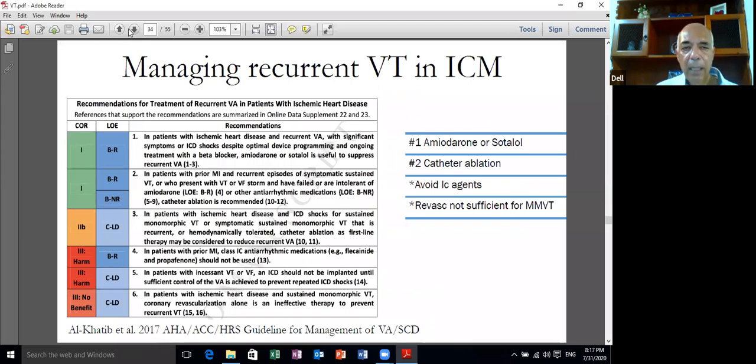Now, the guideline recommendations for the treatment of ventricular tachycardia in ischemic cardiomyopathy are summarized on the right here. First of all, we use drugs, amiodarone or sotalol. If not, catheter ablation. Avoid class 1C because they are not used in structurally abnormal hearts. And remember that revascularization by itself is not sufficient to treat monomorphic ventricular tachycardia, which is scar-related.